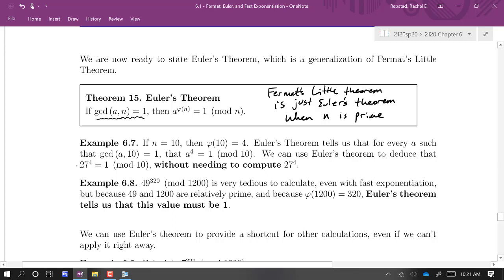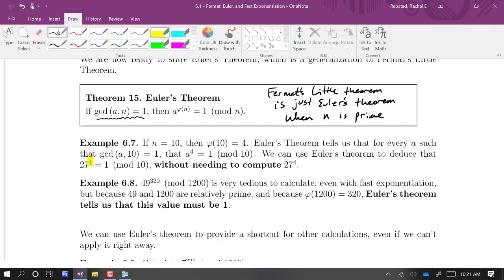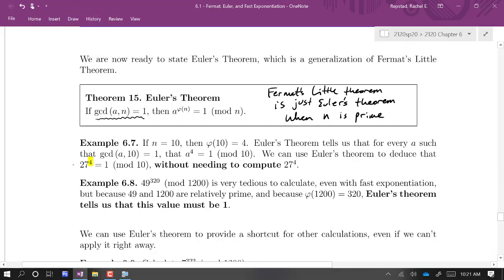We just know that 27 does not have common factors with 10, and we needed to remember and observe that phi of 10 is equal to 4, right? So we were able to make this observation without having to do any calculations at all. Euler's theorem can help us speed up the calculation of fast exponentiation.